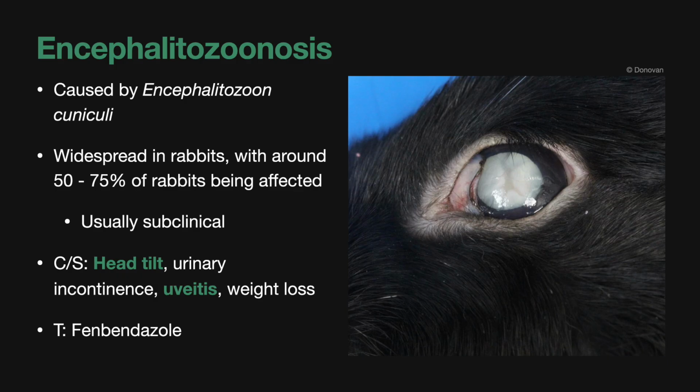Encephalitozoonosis in rabbits is caused by Encephalitozoon cuniculi. This infection is widespread in rabbits, with studies showing that up to 75% of rabbits may be affected. However, most of these infections are subclinical. If clinical signs develop, you can see a variety of symptoms depending on which organ is affected. Common findings include head tilt, urinary incontinence, uveitis, and weight loss. The main treatment used is fenbendazole.